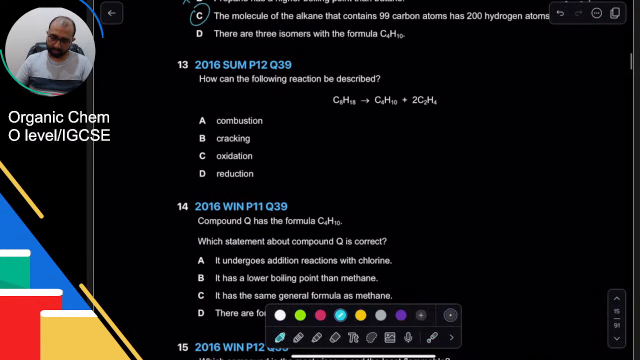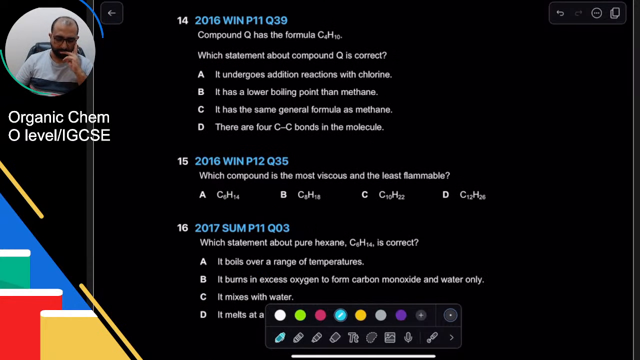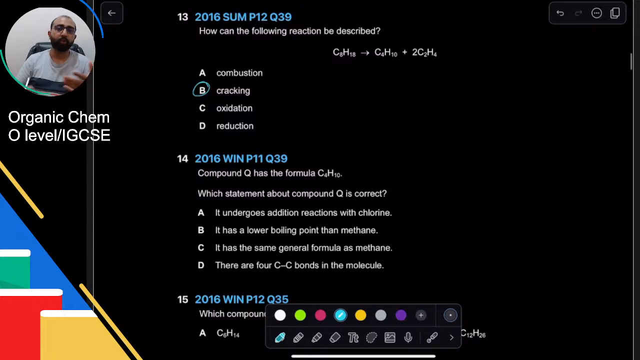Okay. How can the following reactions be described? This is cracking, right? One molecule broken down into smaller hydrocarbons. So this is definitely cracking. If this were combustion, what would happen? You'd have oxygen as a reactant. If this were oxidation, again oxygen or some oxidizing agent. What happens in reduction? If it were reduction, the reaction would be with hydrogen, which is not happening here, or there would be a reducing agent.